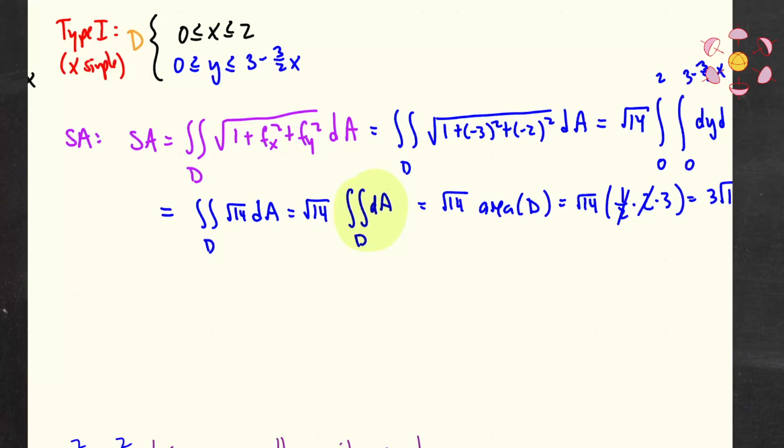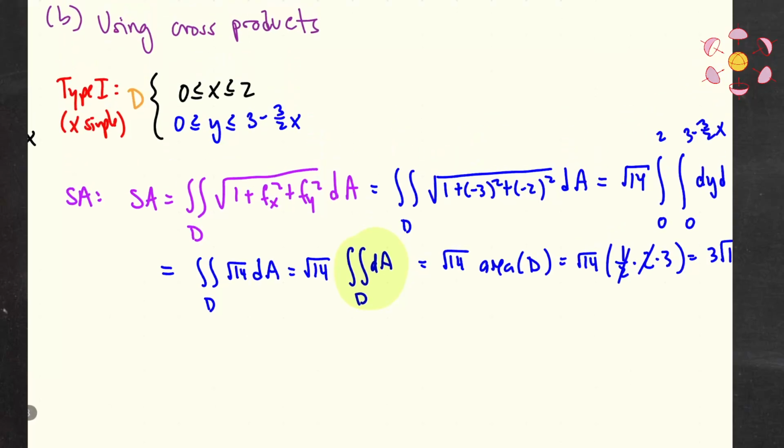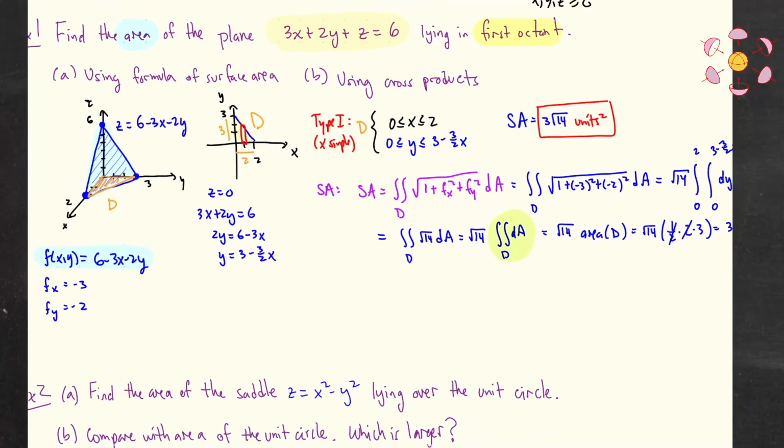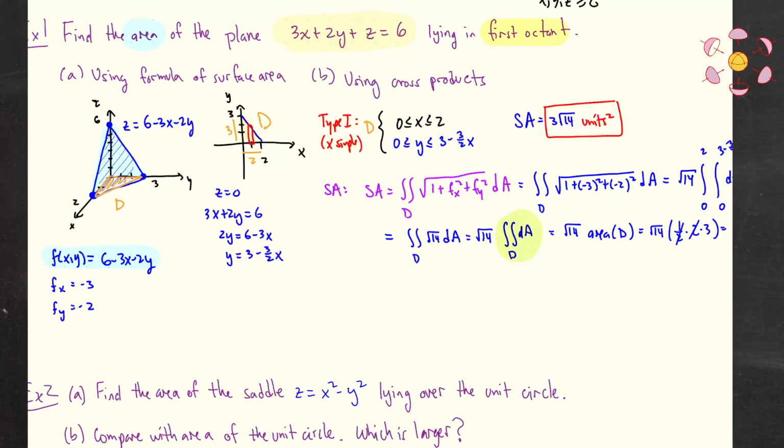So there's our answer. Let me put it up here. Surface area is 3 square root of 14. Now, because it's area, I like saying units squared. Okay, cool. That is wonderful. This is how we would do this. This is part A, using the formula for surface area.